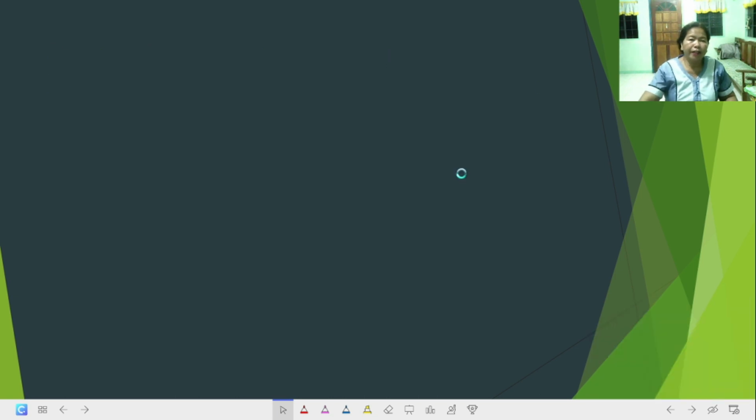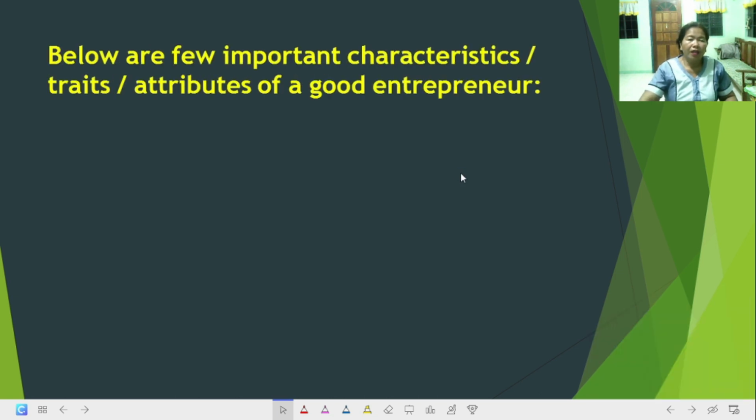The next one are the important characteristics or traits or attributes of a good entrepreneur. What do you think are the important characteristics or attributes in order to be considered as a good entrepreneur? Yes, number 1, let us have hardworking. Yes, it is right that an entrepreneur should be hardworking.